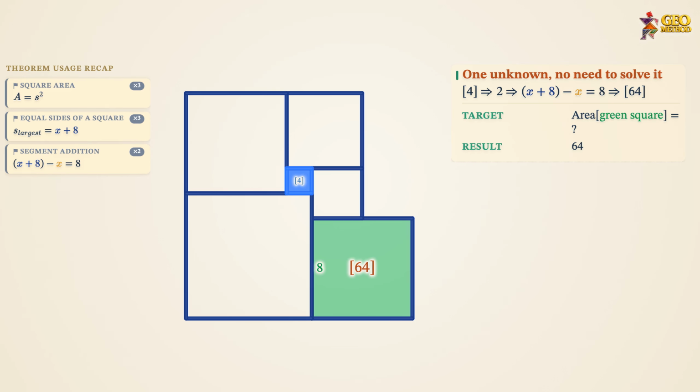The memorable move is not the final squaring. It is recognizing that the same unknown gap appears twice and cancels. Geometry often becomes simplest when we compare lengths before solving for every unknown. So the final answer is 64.